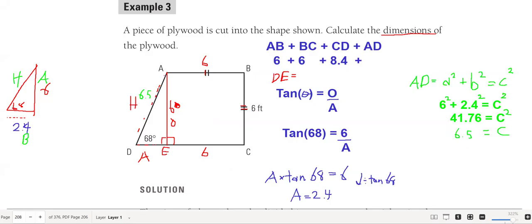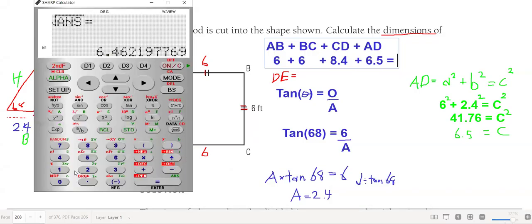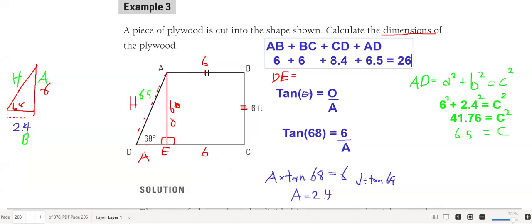So all of a sudden now, I have the answer. The answer is this side plus this side plus this side plus this side. 6 plus 6 plus 8.4 plus 6.5, right? 26.9. 26.9 feet is the final answer. I'm going to circle that because that's my final answer.